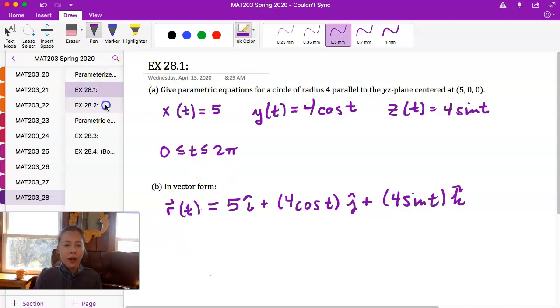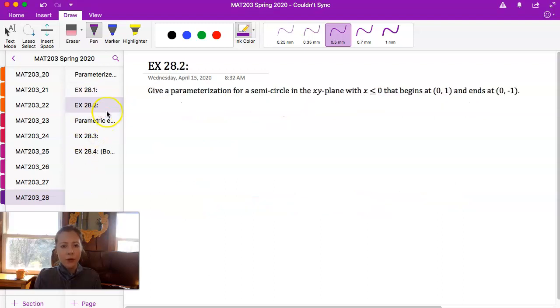Now let's do another one, and I would like you to try this one on your own first. Give a parameterization for a semicircle in the xy plane with x less than or equal to 0 that begins at (0, 1) and ends at (0, -1). So pause it, try it on your own first, and then resume when you're ready to see the solution.